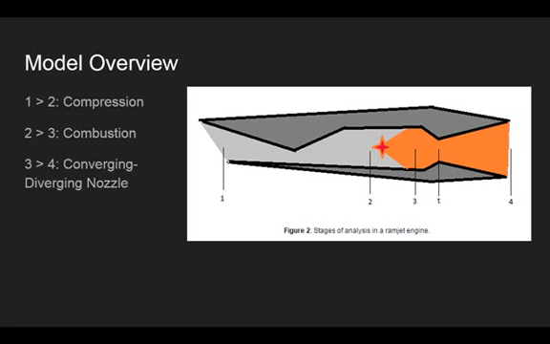So we're going to be analyzing these in 3 phases. 1 to 2 is the compression cycle, 2 to 3 is combustion, and 3 to 4 is the converging diverging nozzle, where the air really gains speed.